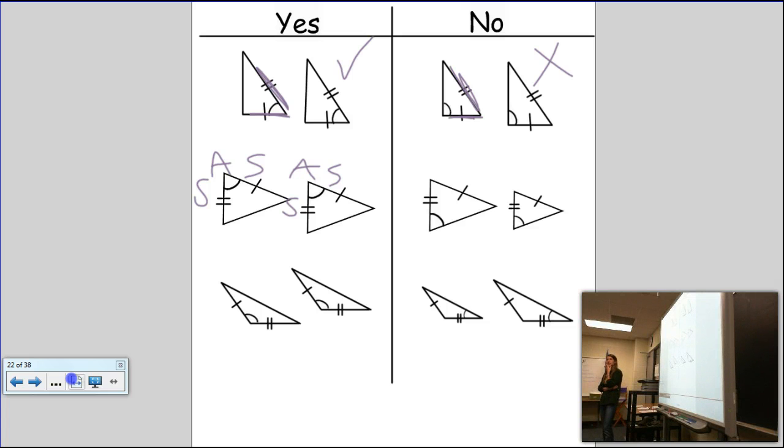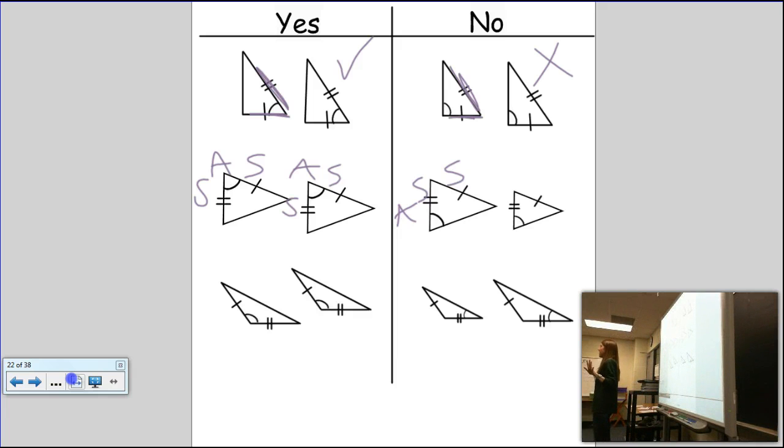Angle side side. Ooh. That's a bad word. Oh. So there's your clue. If you're writing this and you're like, oh, angle side side, and you spell a bad word on your paper, then it's not an answer.